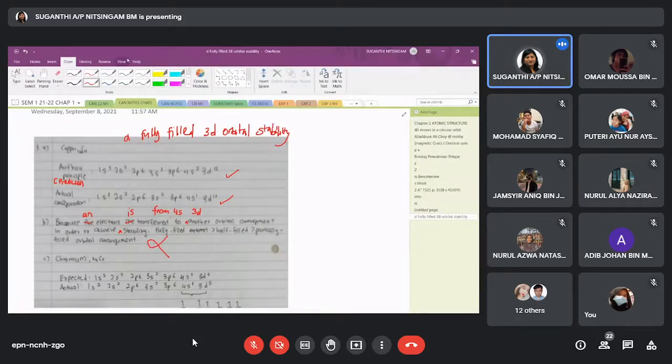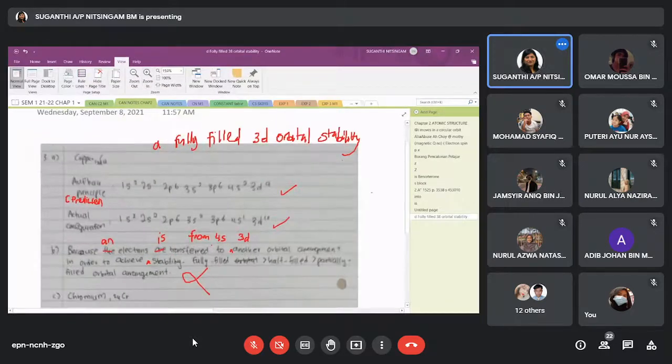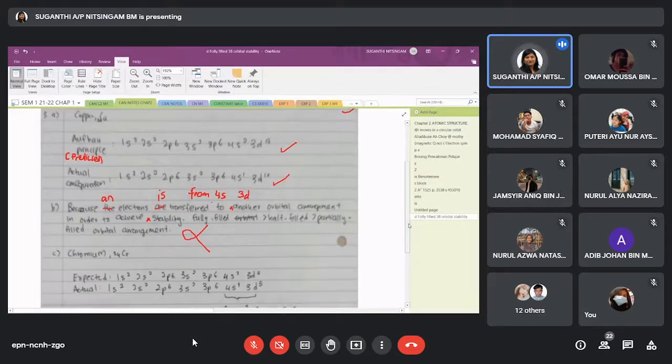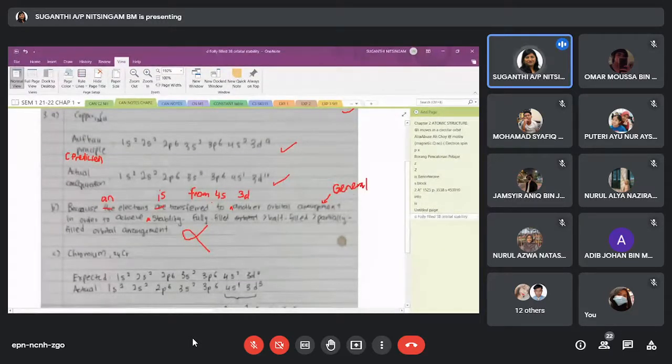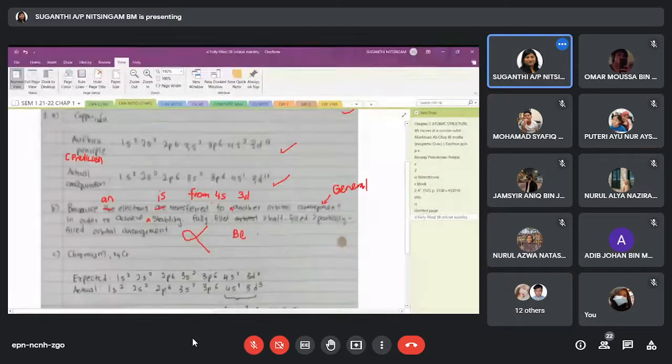I'm happy that you made this mistake so that we can learn. So you must be very specific. An electron is transferred from 4s to 3d orbital in order to achieve a fully filled 3d orbital. You wrote something, but you did not give the exact answer for this question. This is just general, but you must be specific for the question given.